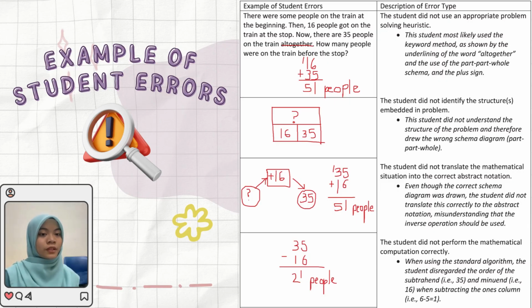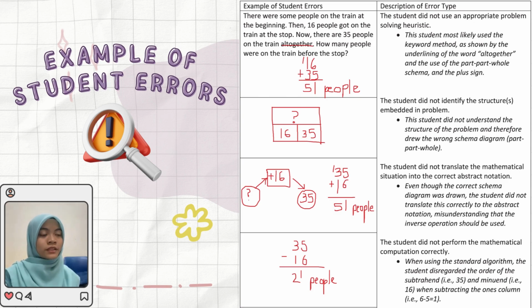And here are the examples of student errors. Firstly, let's read the question. The question is, there were some people on the train at the beginning. Then, 16 people got on the train at the stop. And now, there are 35 people on the train altogether. So the question is, how many people were on the train before the stop?